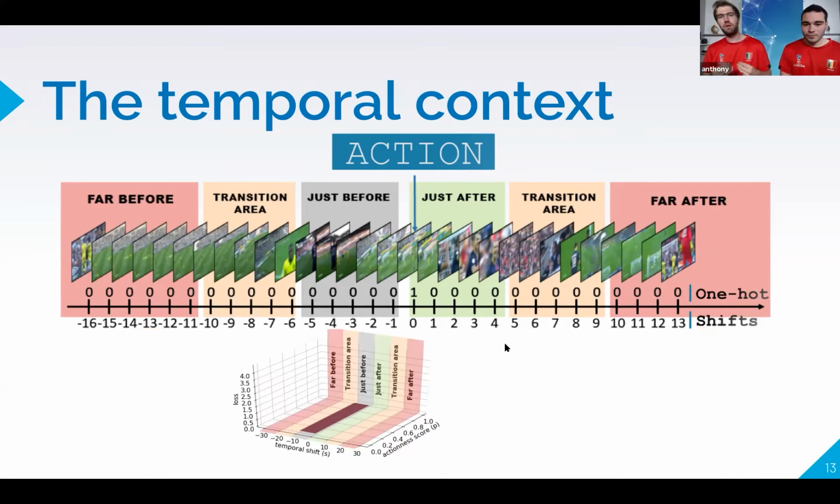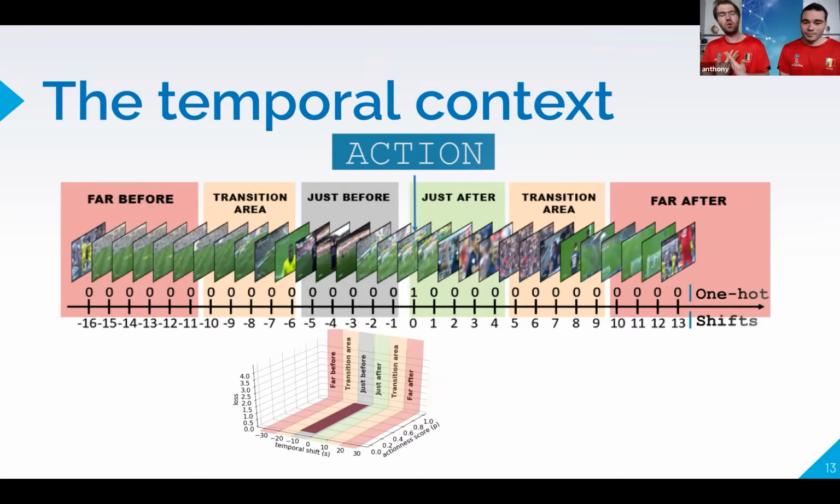Now, just before an action, you can't predict if the action is going to happen or not. So, for example, think of a penalty which is going to be shot. When you see the player about to shoot the penalty, you don't know if he's going to score or not. So you don't know if there is going to be a goal or not. In some situations, there will be a goal. In some situations, there will not be a goal.